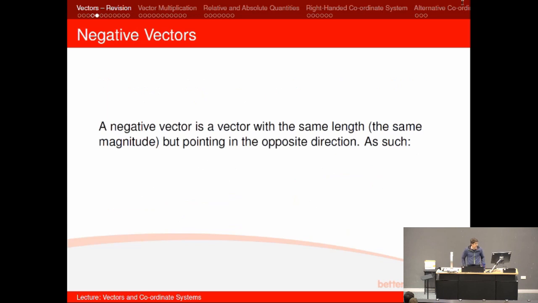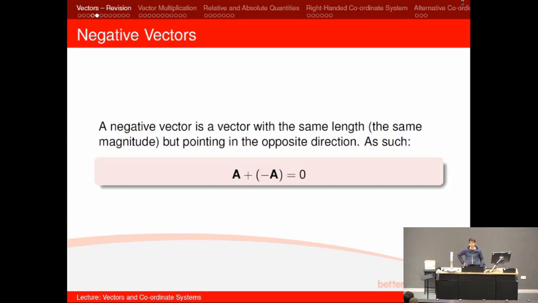A negative vector is a vector with the same length, just in the opposite direction. A is a vector, in boldface, and the vector in the opposite direction has a negative sign, and if you add them together, you get 0.